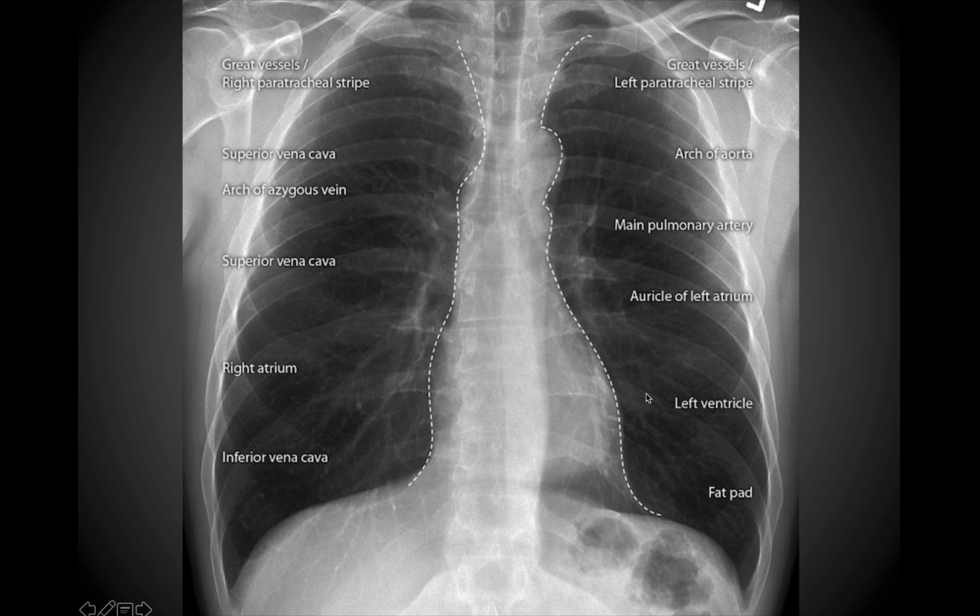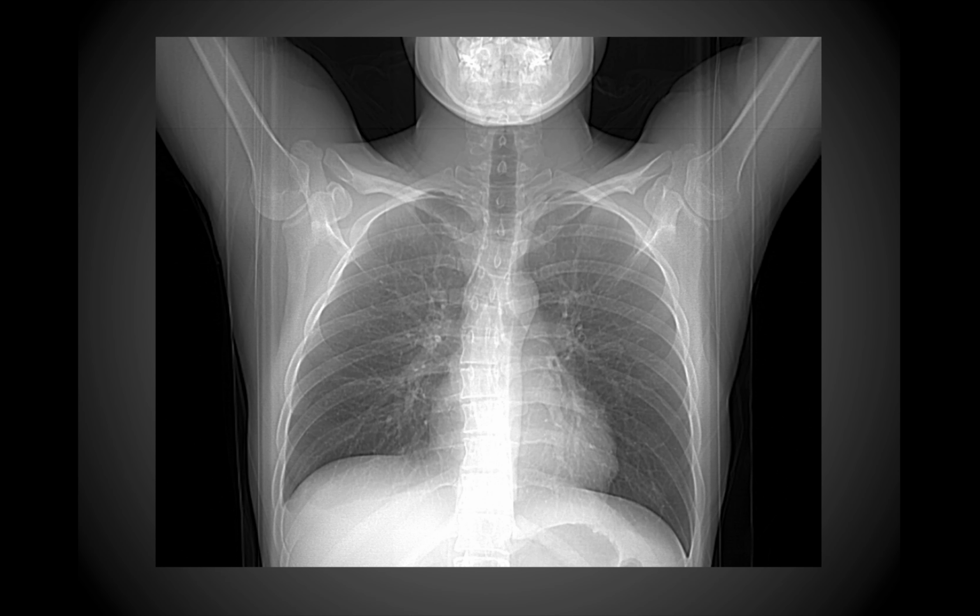And then the lingula, remember, that's going to be located approximately at the level of the left ventricle, so the left border of the heart right here. And then right lower lobe, and left lower lobe down here, adjacent to the right and left hemidiaphragm, respectively.